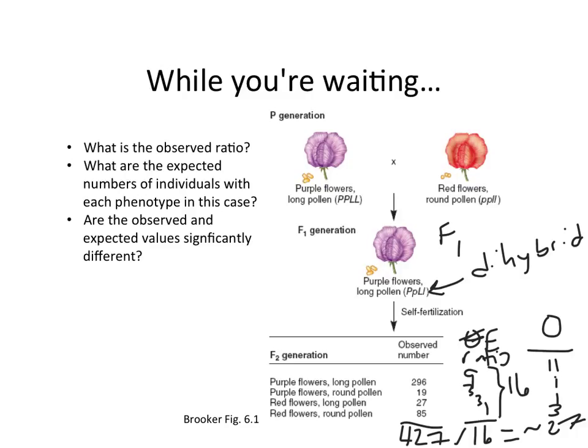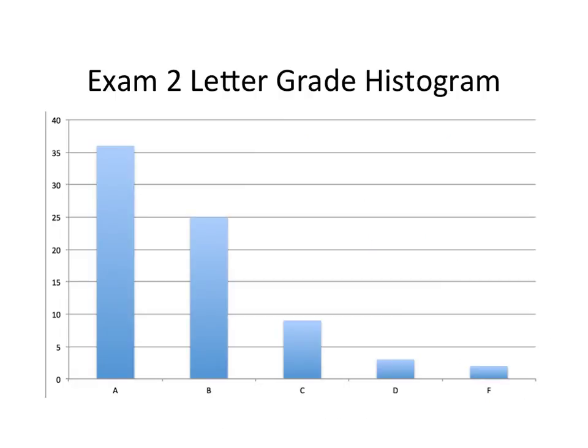Did I lose folks somewhere? Pardon? So chi-square test. This is a perfect example of a place where we'd want to use that, and that's that last question. Are the observed and the expected values different? So let's do a chi-square test. We'll do that at the end of class if there's time. But that's what you should do if you really want to answer this question. Is this a 9 to 3 to 3 to 1 ratio or not? So that's where we're heading today in part.